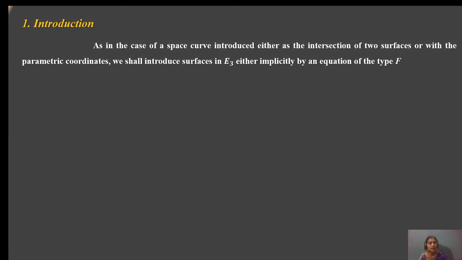What is meant by space? How do we consider space for the curve form? As in the case of a space curve, we introduce it either as the intersection of two surfaces, meaning two surfaces intersect each other, or the intersection is given with parametric coordinates. We shall introduce some surface forms in E3, either implicitly by the given equation type.